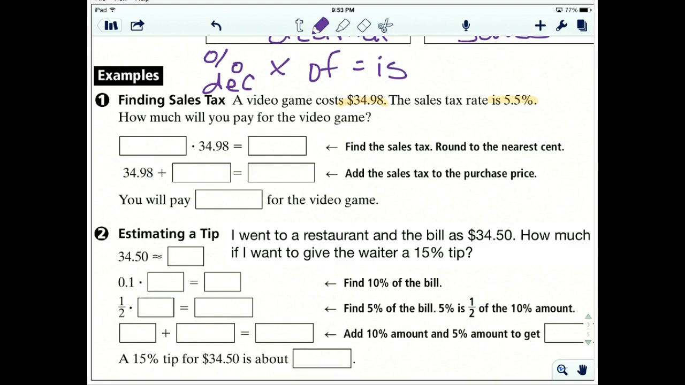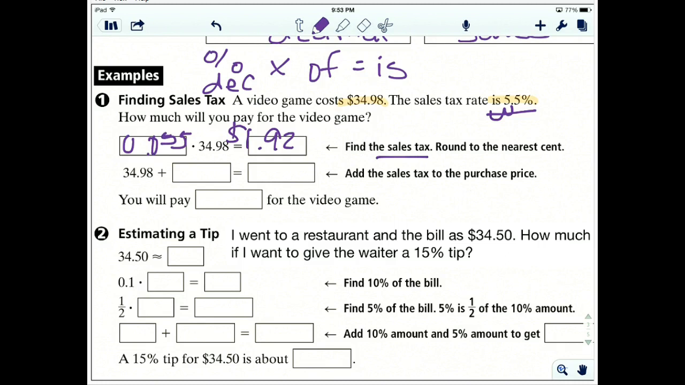The first way I'm going to show you is using the equation. So remember, it's the percent as a decimal times the of equals the is. So here we want to know what is 5.5% of $34.98. If I move the decimal twice, that's going to be 0.055 times 34.98, and that is going to give me $1.92. Okay, so I found the sales tax.